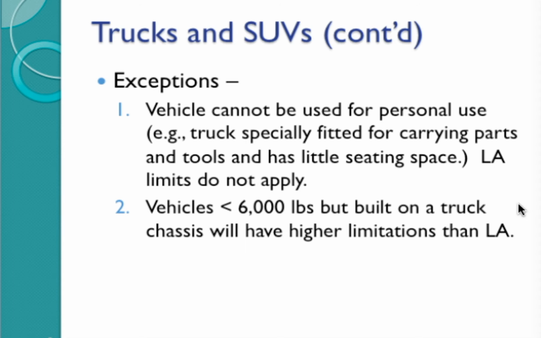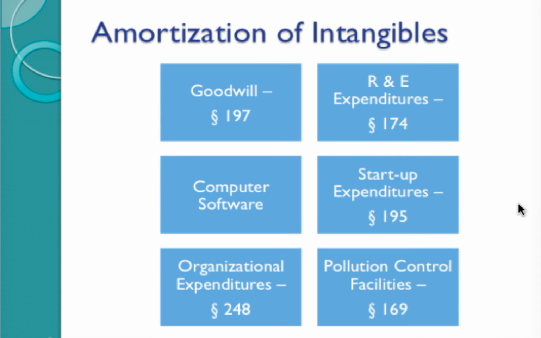There are a special category of light use trucks that are less than 6,000 pounds but actually built on a truck chassis. Light or medium duty pickup trucks sometimes fall into this category. And while they're not subject to the complete exceptions for normal greater than 6,000 pound truck and SUVs, they do have higher limitations than a non-truck and SUV luxury auto.